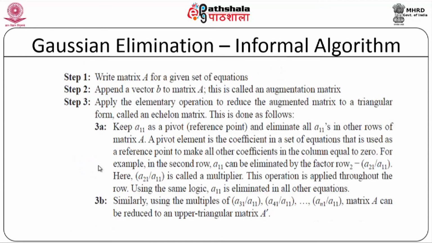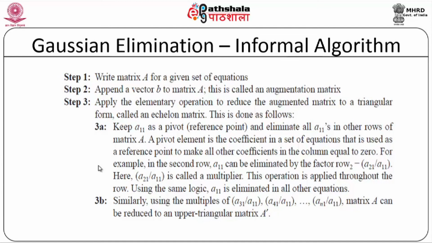Once we have these operations, we can define informally what Gaussian elimination is going to be like this. We are given n linear equations. Convert that into matrix notation. Write the matrix A and have the vector b, which is going to be the RHS part.